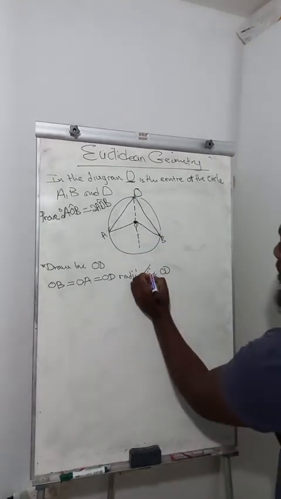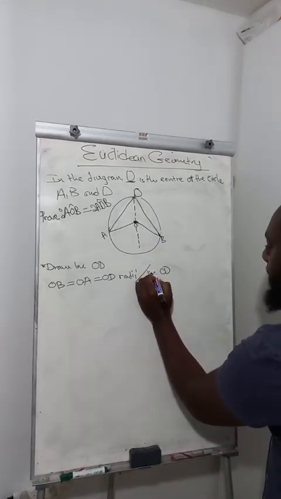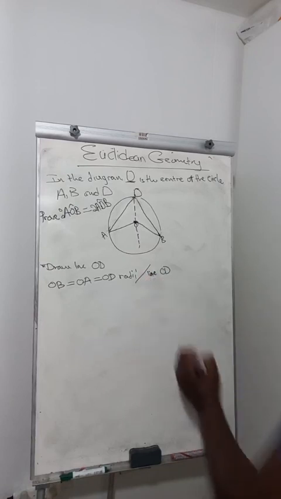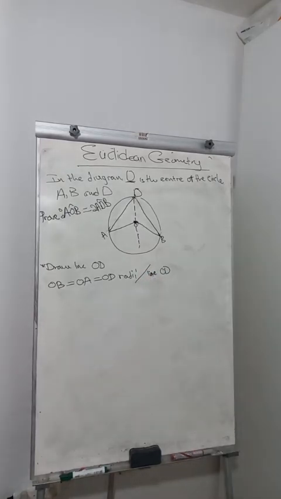Line OD, it's common. So now, once you have done this, it means you will have angles now. You have done the part of naming the radii.